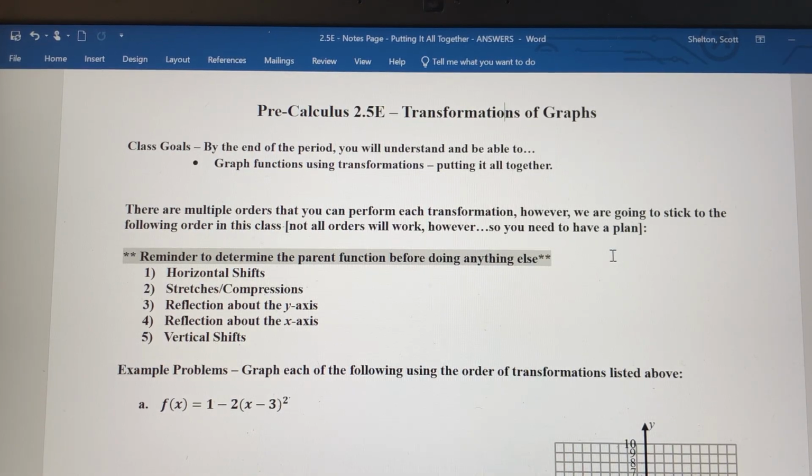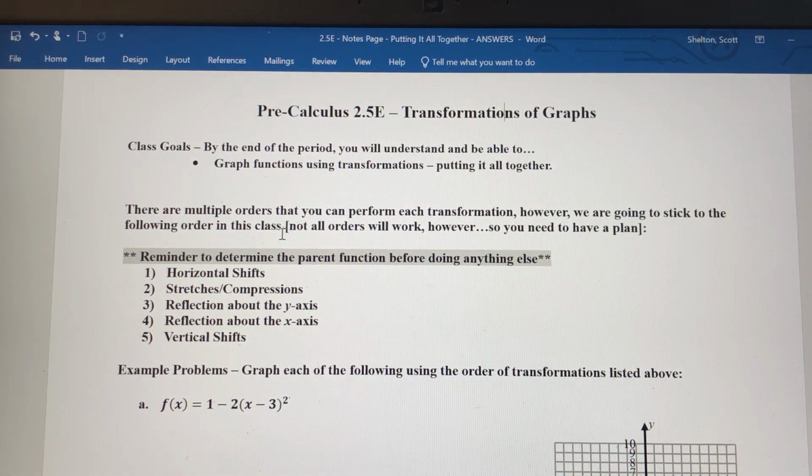All right, so in this video, we're going to go over all the transformations. We're going to be putting everything together here, okay? So we're going to have functions. We're going to go through a set order for how to perform these transformations, and then we'll end up with a graph, okay? When I do the graphs, I'm going to use desmos.com to walk you through the transformations instead of doing it manually here. I think that'll be helpful for you, okay?